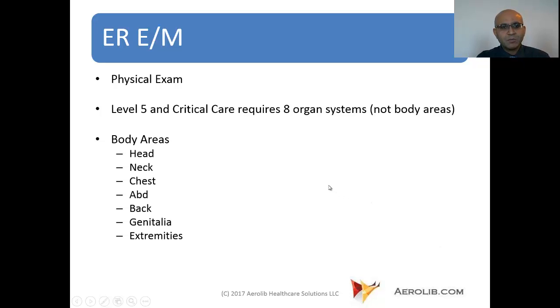On a physical exam, remember level 5 in critical care requires 8 organ systems, not body areas. And so body areas could be head, neck, chest, abdomen, back, genitalia, extremities, but organ systems are what we described in the previous slide.